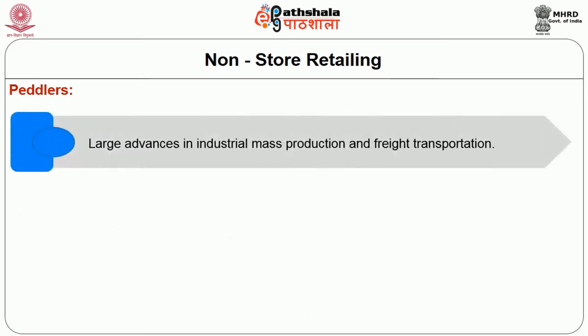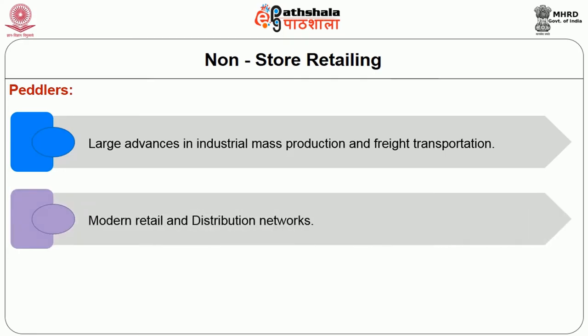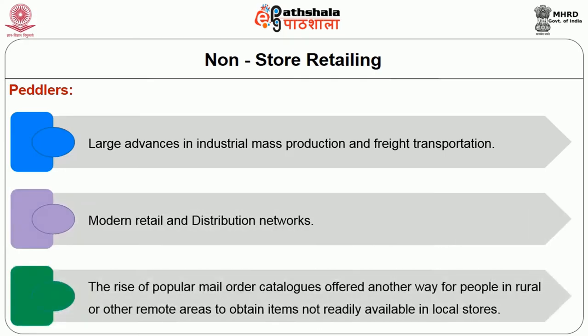The large advances in industrial mass production and transportation, modern retail and distribution networks, and the rise of popular mail order catalogs offered another way for people in rural or remote areas to obtain items not readily available in local stores.